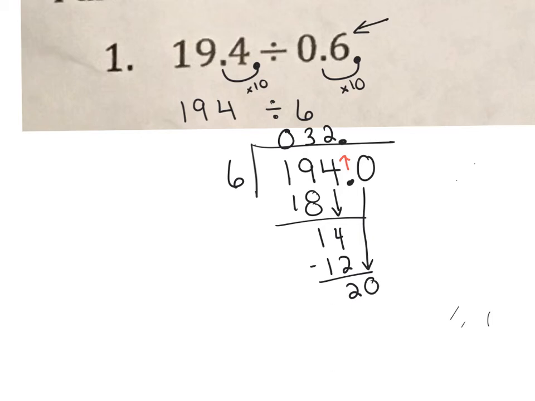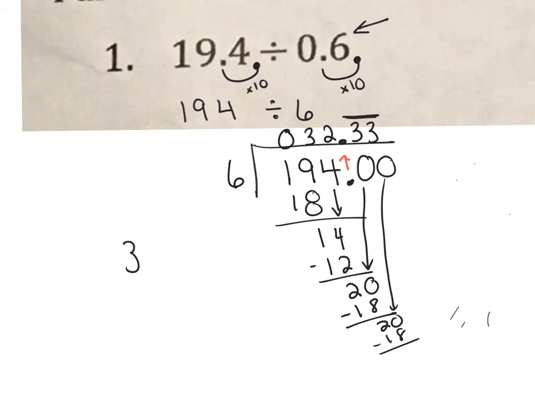6 will go into 20 3 times, which will make 18. And you get a 2 again. If you add another 0, oh, it keeps happening. So what's going to happen is this number is going to repeat, and you can just draw a line over it. So your answer would be 32 and 33/100ths repeating, because it keeps dividing over and over again.